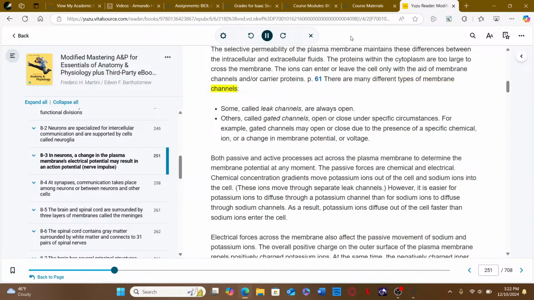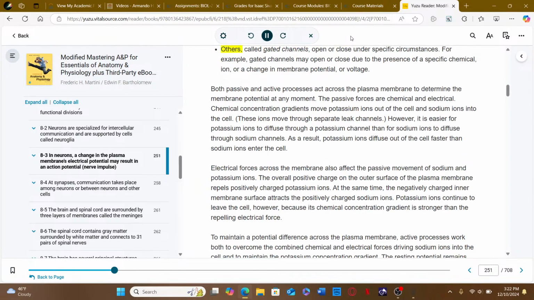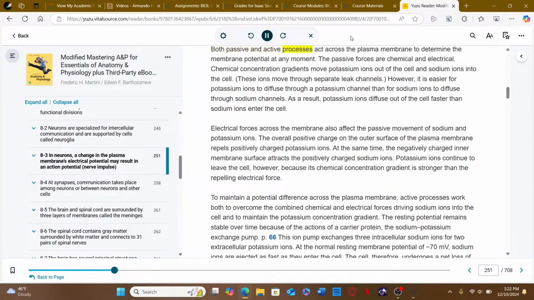There are many different types of membrane channels. Some, called leak channels, are always open. Others, called gated channels, open or close under specific circumstances. For example, gated channels may open or close due to the presence of a specific chemical, ion, or a change in membrane potential, or voltage. Both passive and active processes act across the plasma membrane to determine the membrane potential at any moment. The passive forces are chemical and electrical.